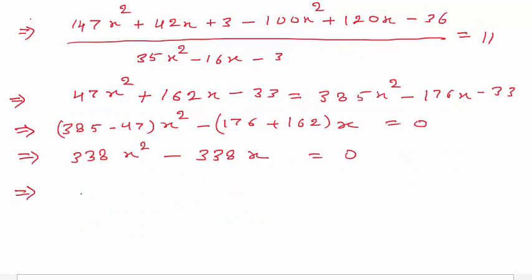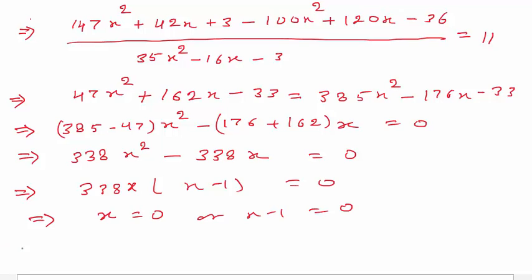So we take x common, or I will say 338x I will take common. So here I have x minus 1 equal to 0. So this indicates that either x is 0 or x minus 1 is 0. So the final answer is that x is 0 or x is 1.